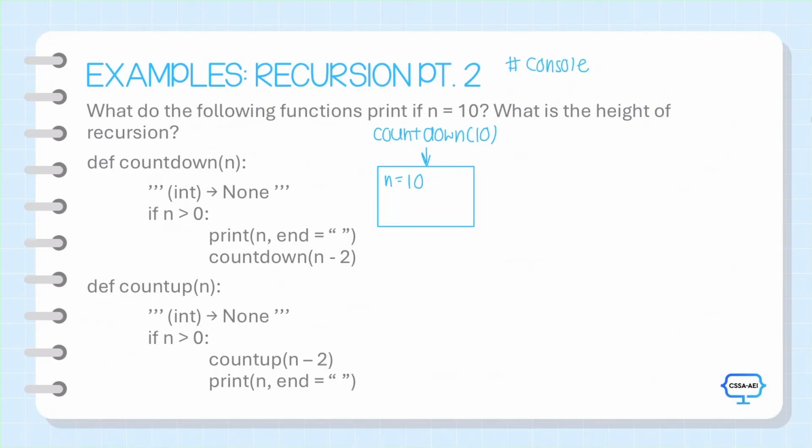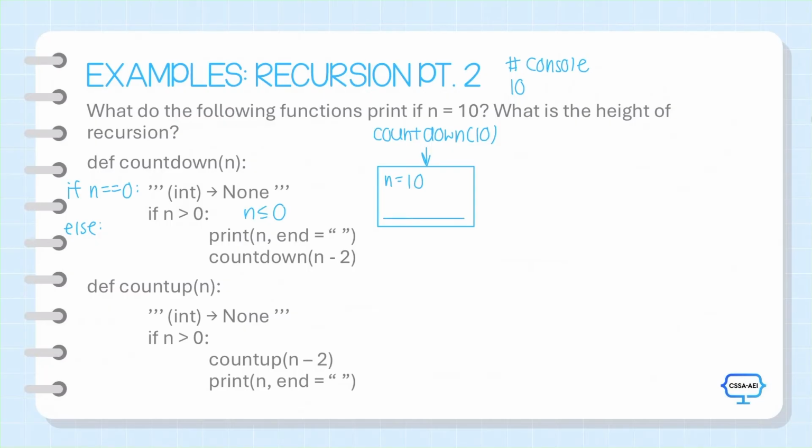So in this one, this condition replaces our if else for our base case. Essentially, instead of doing this, we've just done if n is greater than 0. So anytime n is less than or equal to 0, that's our stopping condition. That's our base case, and that's when we don't call anymore. So right now, n is bigger than 0 because n is 10. So we're going to print out 10, and then we're going to call countdown n minus 2.